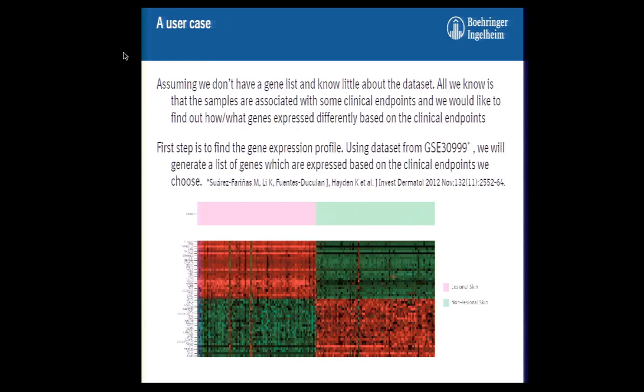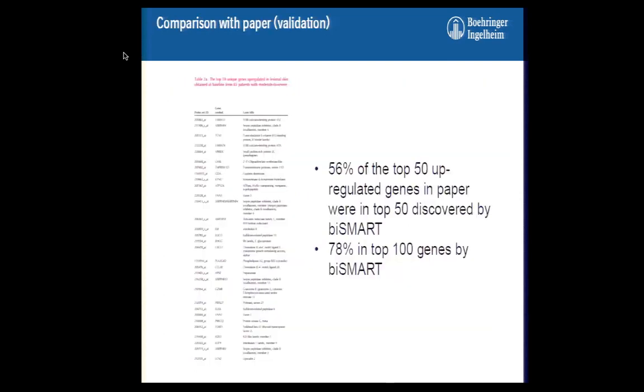So this is obviously the result. You see that there's a number of genes that are upregulated in lesional and downregulated in non-lesional, and the other way around. We also wanted to compare, because if you do this analysis with slightly different protocols, it always gives you slightly different results from the paper. So if you look at the top 50 genes discovered by this BSmart, 56 percent of them were in the top 50 in the paper, and the top 100 genes discovered by BSmart contain 78% of genes that were mentioned in the paper. So that was a pretty good agreement with the published results.